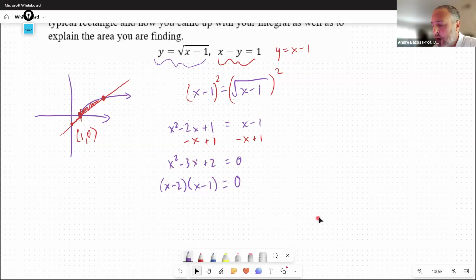Yeah, right, yes. All right. So x either equals 2 or x equals 1 will get us that 0, right? If I plug in 2, I get 0. If I plug in 1, I get 0, and that's what it is. So we have those two solutions.